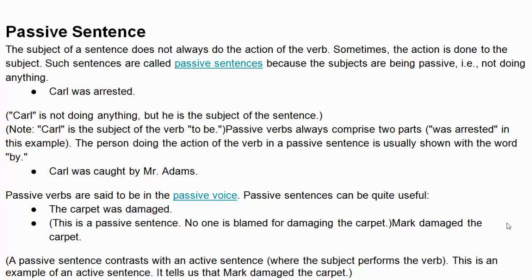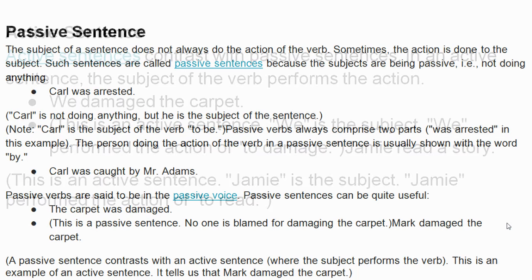Passive sentence. The subject of a sentence does not always do the action of the verb. Sometimes the action is done to the subject. Such sentences are called passive sentences because the subjects are being passive, that is, not doing anything. Carl was arrested. Carl is not doing anything, but he is the subject of the sentence. Okay, this is about passive sentence.